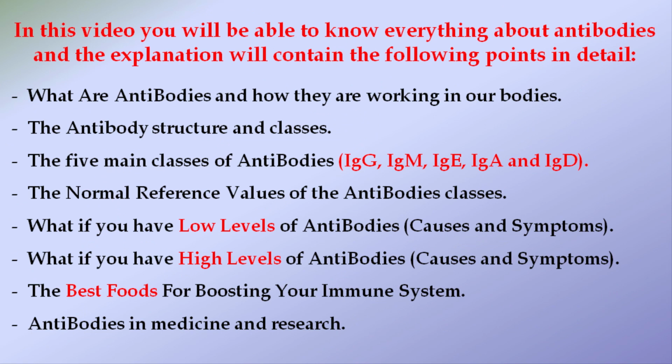In this video you will be able to know everything about antibodies, and the explanation will contain the following points in detail. What are antibodies and how they are working in our bodies? The antibody structure and classes. The 5 main classes of antibodies: IgG, IgM, IgE, IgA and IgD.